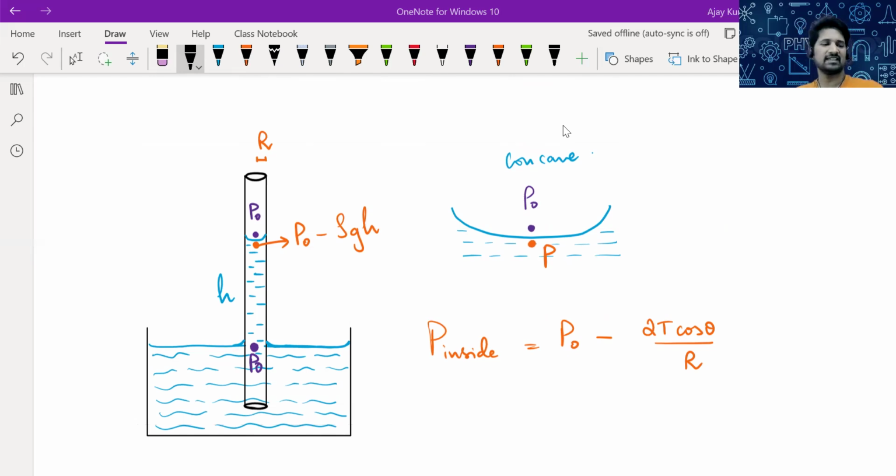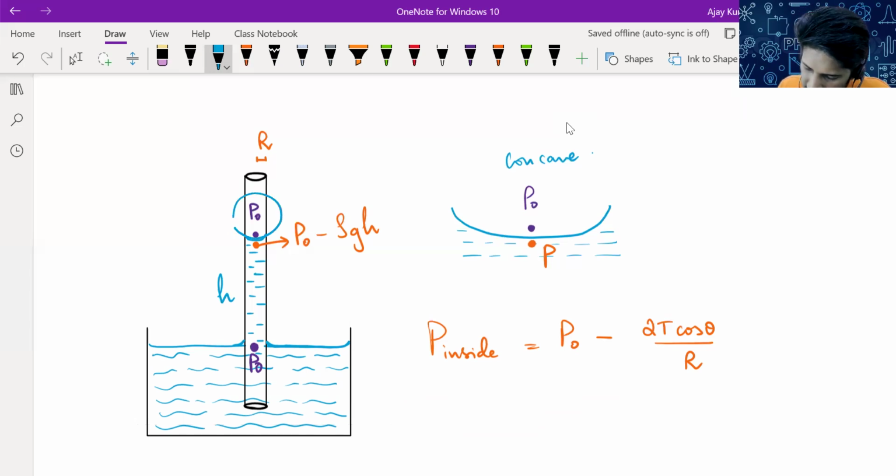What can we calculate using excess pressure? Or what is the formula for excess pressure across a single surface? Anyone? 2T by R. We can calculate the radius of curvature of that surface. What I mean by that is we can calculate the radius of curvature of this meniscus.